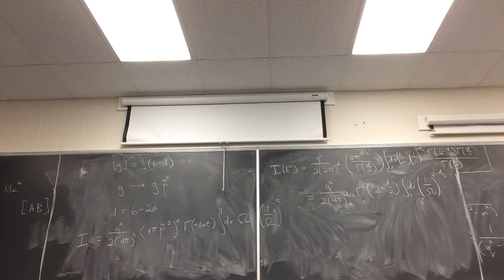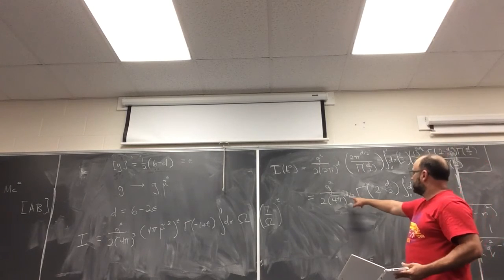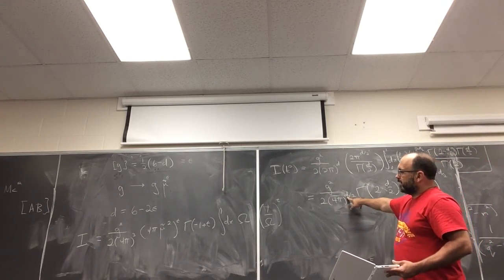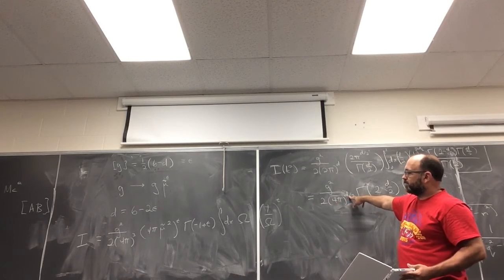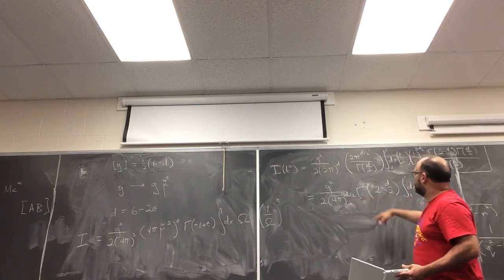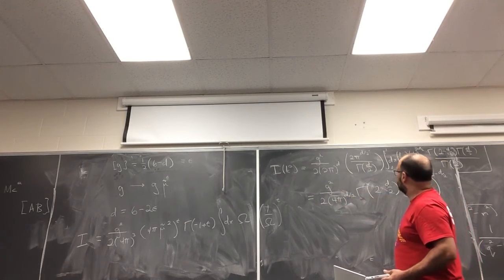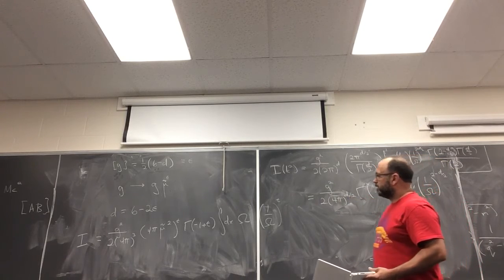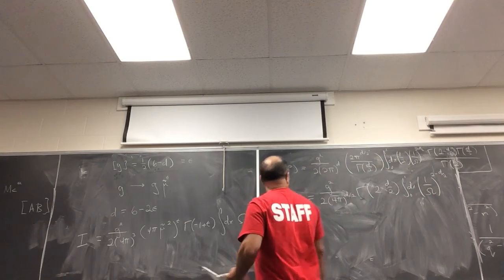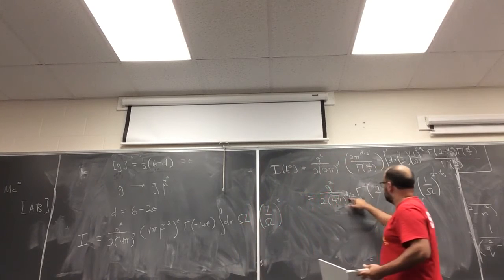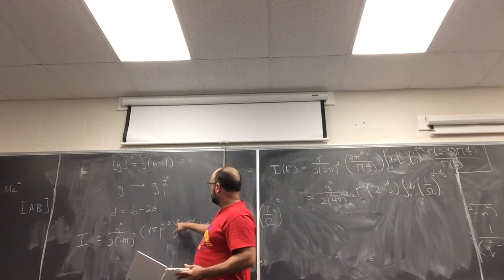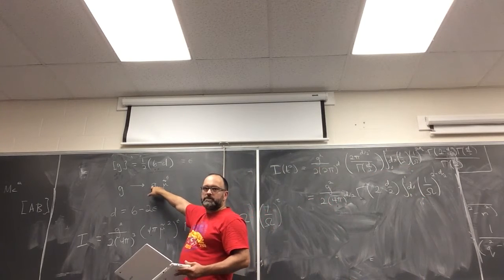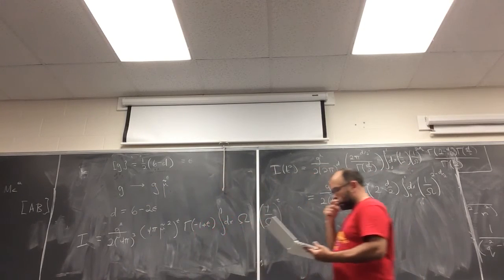So I plug in d equals 6 minus 2 epsilon into here. I can get the 4 pi cubed, and I get a factor of 4 pi to the minus epsilon. This is the 4 pi to the epsilon. This came from the fact that I had g squared.